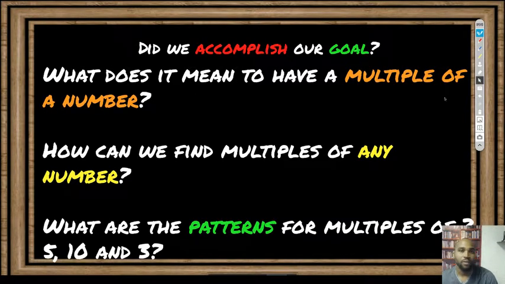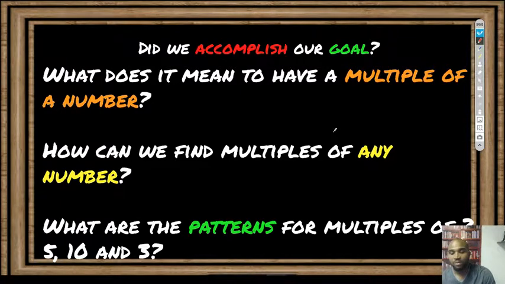And that would do it for this particular lesson. Did we cover all our questions? What does it mean to have a multiple of a number? Yes, we talked about that. A multiple of a number is just 3, 6, 9, 12, and so on. Taking that number and multiplying by any counting number. How can we find multiples of any number? I just said so. And what are the patterns for multiples of 2, 5, 10, and 3? And we just saw those patterns.